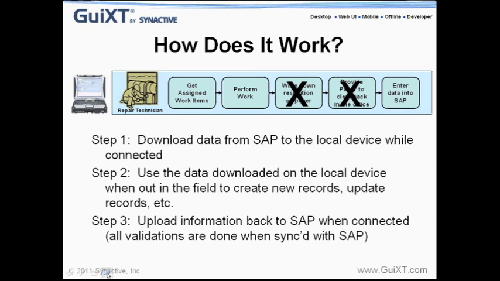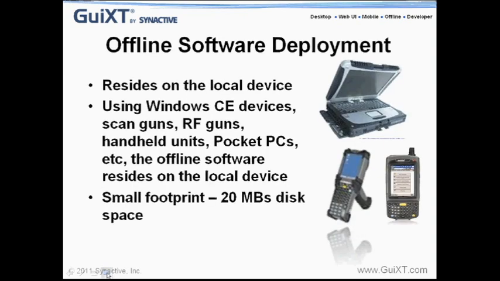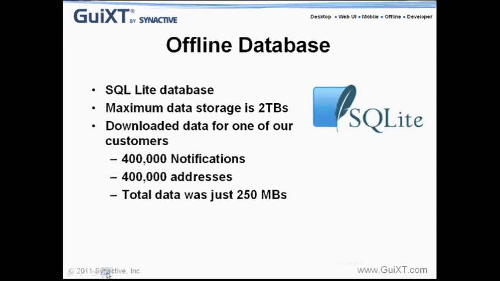The offline JavaScript resides on the local device. There is a lightweight database with a small footprint that resides as well on the device. The database that we use is SQLite. It has a maximum storage of 2 terabytes. For example, for 400,000 notifications and 400,000 addresses, the total data was only 250 megabytes. This is the database that is part of the offline solution.